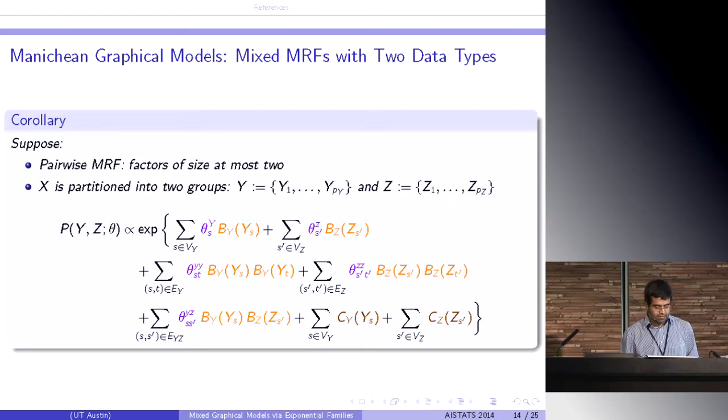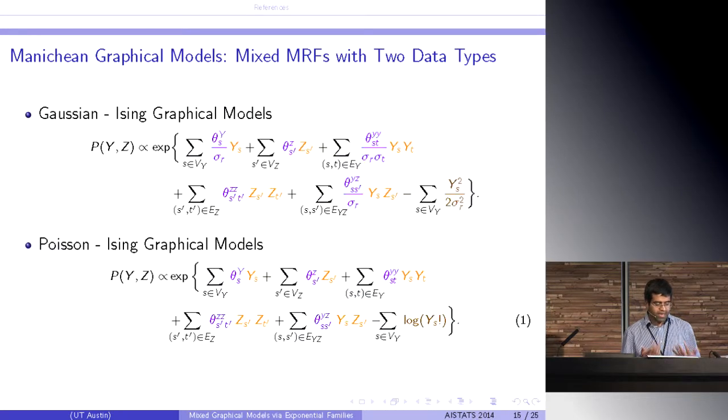So I might have interaction terms just within the y variables, just within the z variables, or between y and z. And so now I can come up with very interesting classes of mixed graphical models. So I can have the Gaussian Ising model, which was there even in the Lauritzen work, but I can come up with new classes of mixed graphical models. I can mix and match anything.